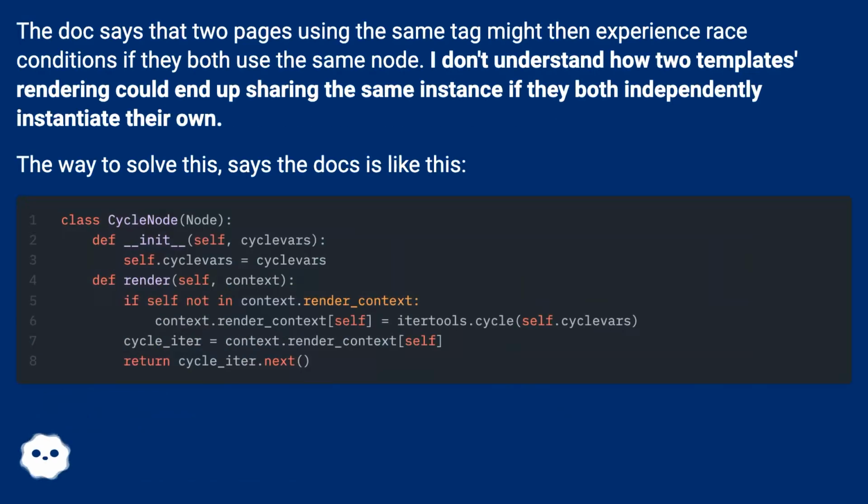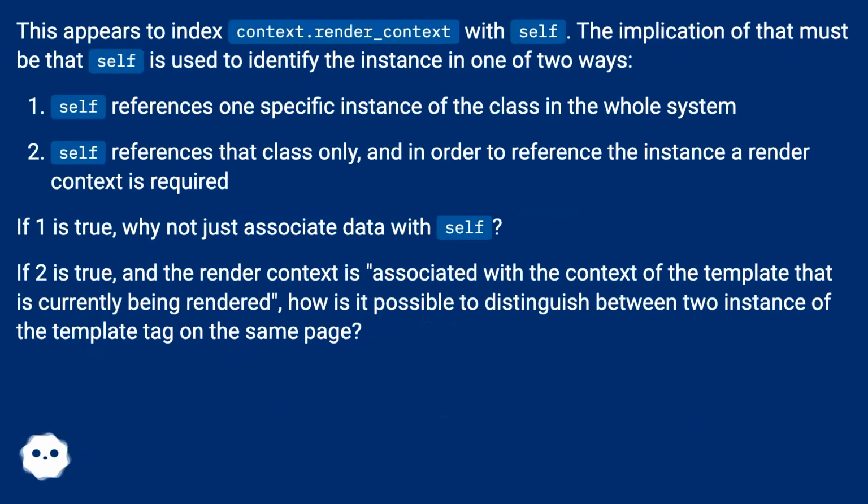The doc says that two pages using the same tag might then experience race conditions if they both use the same node. I don't understand how two templates rendering could end up sharing the same instance if they both independently instantiate their own. The way to solve this, says the docs, is like this. This appears to index context.render_context with self.